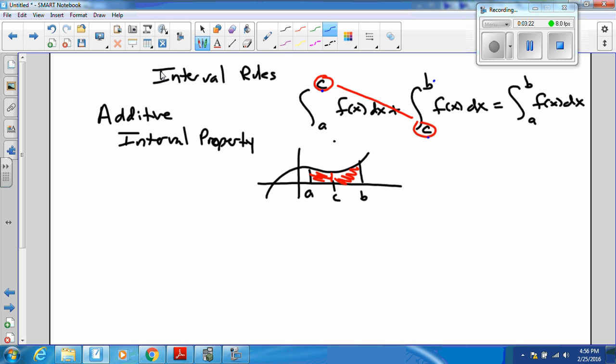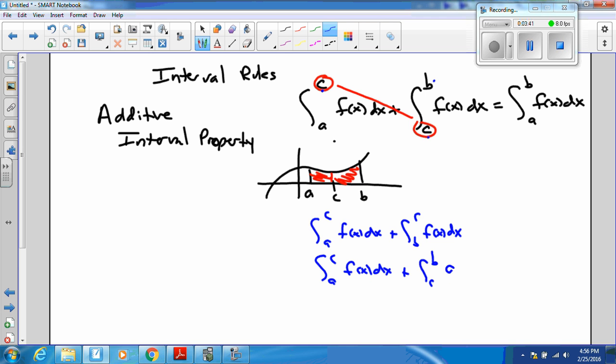So for example, I could not rewrite something like this with the additive interval property, and I also cannot do anything with different integrands. These two, well, the bottom one can't be simplified at all, and the top one would need to be rewritten in order to simplify.